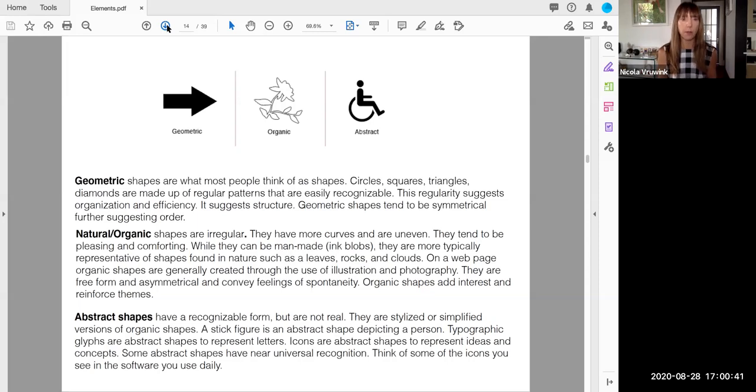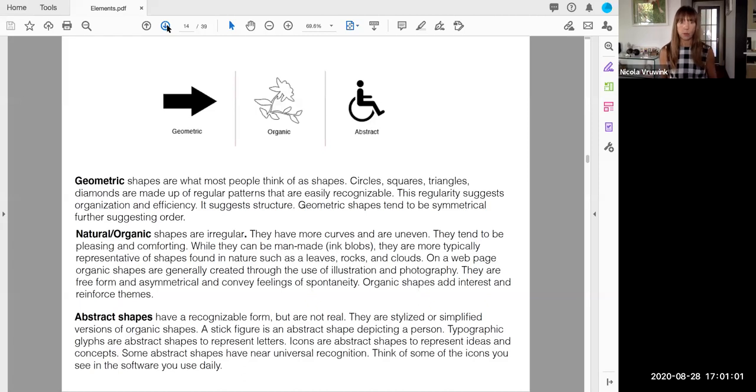Then in contrast to that, we have our natural organic shapes, which are irregular. They have more curves, they're uneven, they tend to be pleasing and comfortable, not so structured, not so stiff. While they can be man-made, something like an ink blob, they're typically representations of shapes found in nature, like leaves or flowers or rocks or clouds.